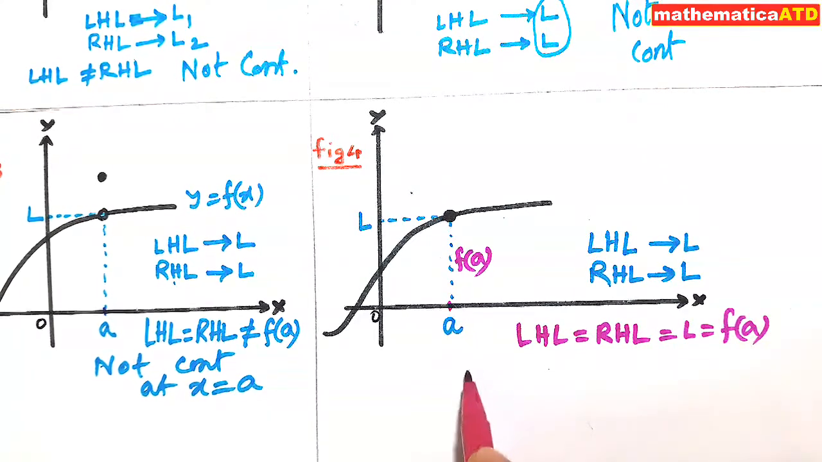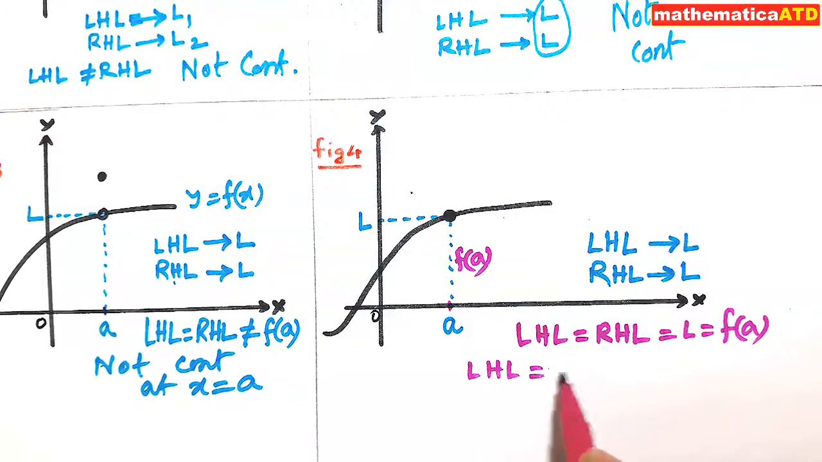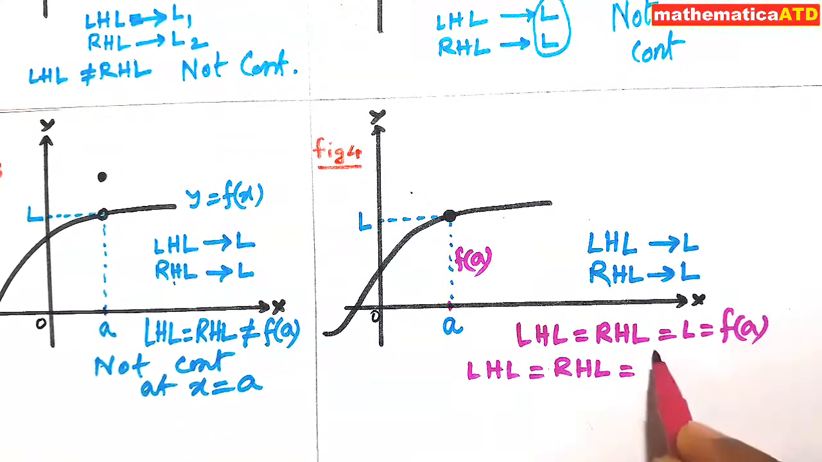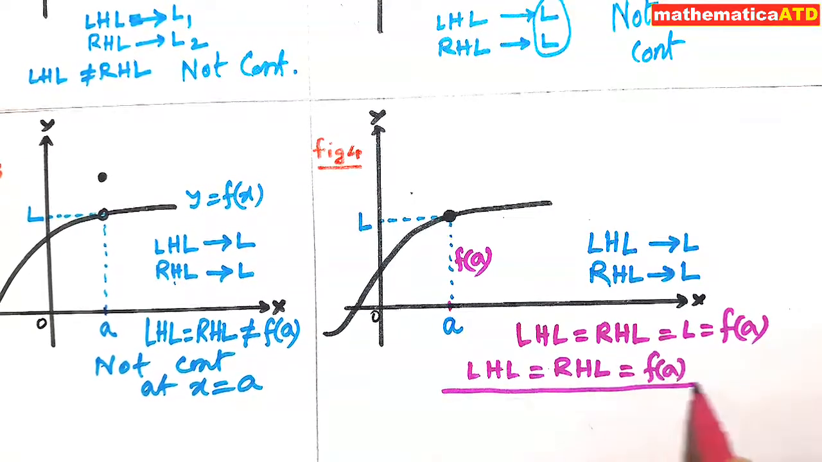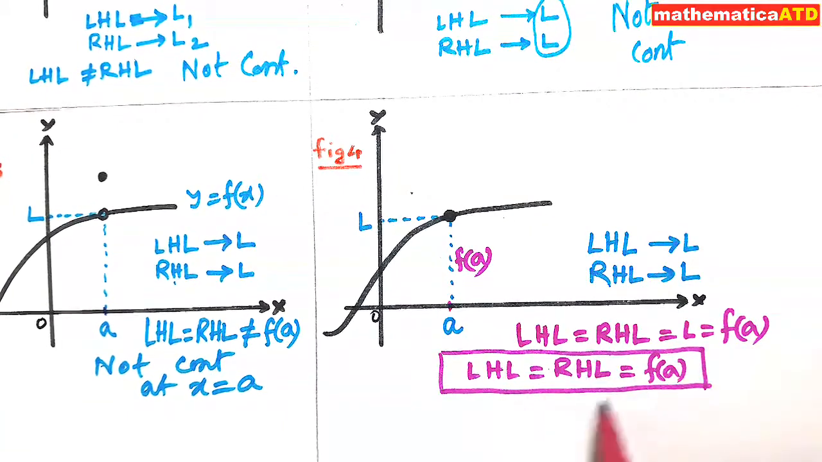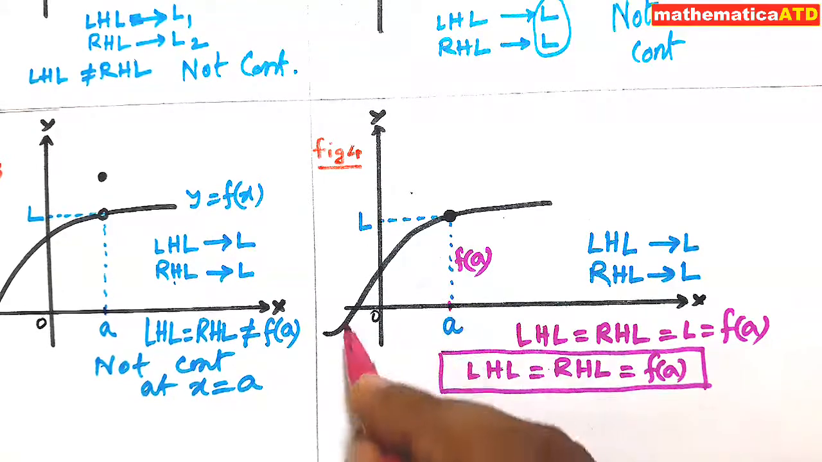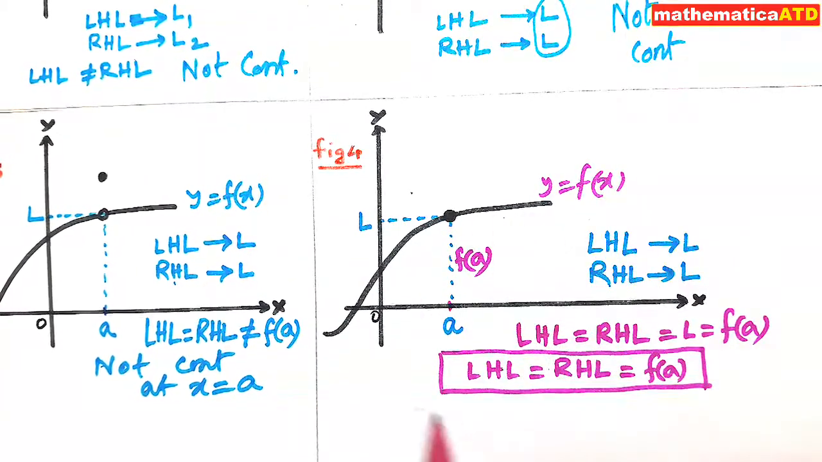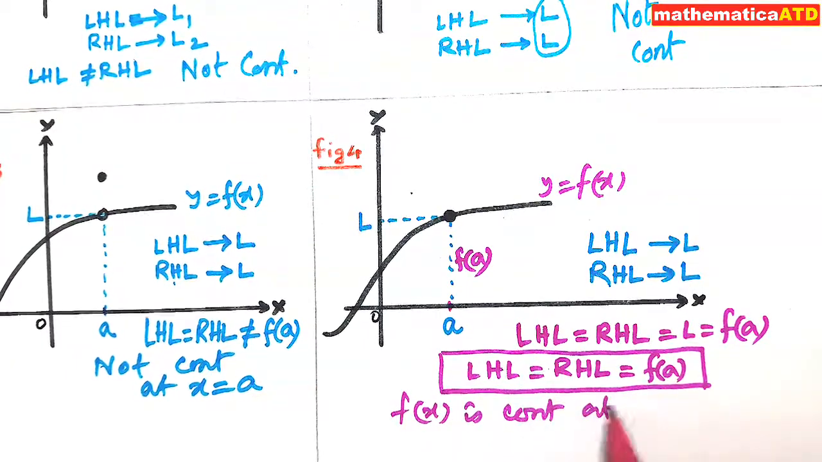So obviously we can write LHL is equal to RHL. RHL means right hand limit, LHL means left hand limit. These are equal to f(a), that is the value of the function f(x) at the point x is equal to a. Friends, since the limit exists and the limit is equal to f(a), for this function f(x), this y is equal to f(x), f(x) is continuous at x is equal to a.